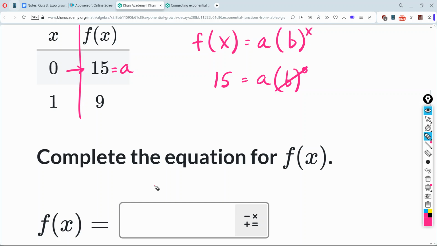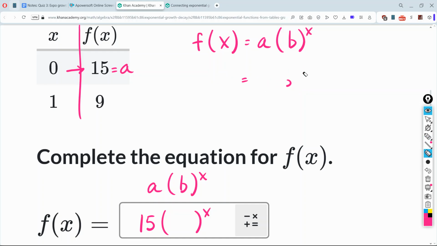So f of x is going to equal a times b to the power of x. And we said a is 15. Now we just have to solve for b. All right, let's see. So there's two ways to do this. It's really the same thing.